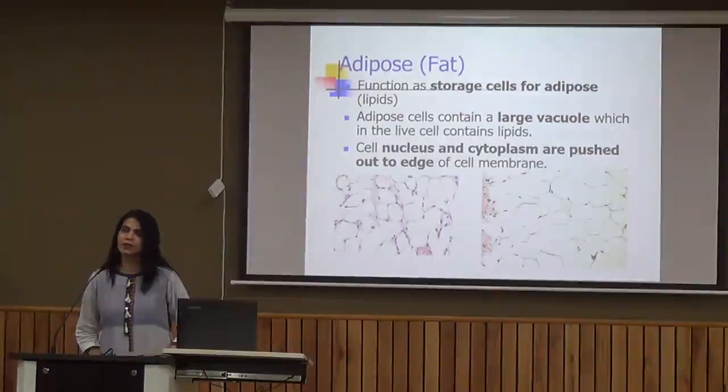Now we have adipose tissue. It basically stores adipose, or fat. It contains a large vacuole in the living cell which contains lipid. The cell nucleus and cytoplasm are pushed to one side of the cell membrane. The basic function of adipose tissue is the storage of fat. So what would be the basic function of adipose tissue? Insulation would be the basic function of adipose tissue.